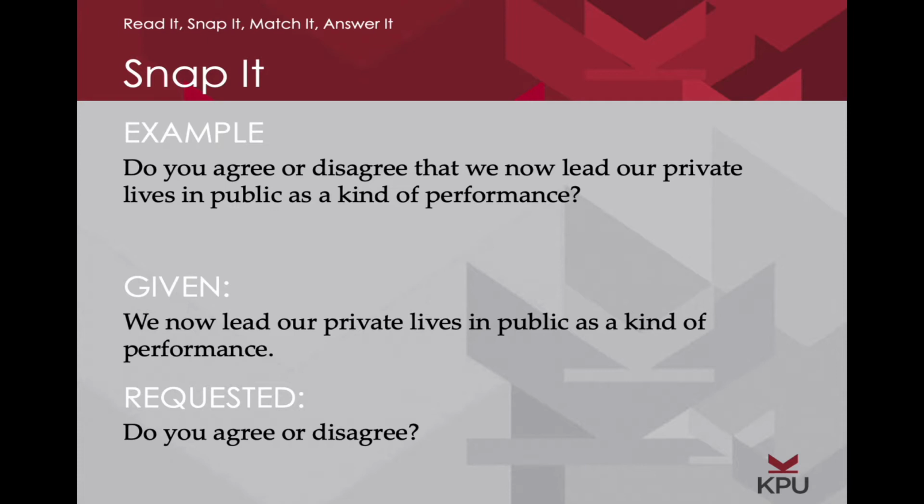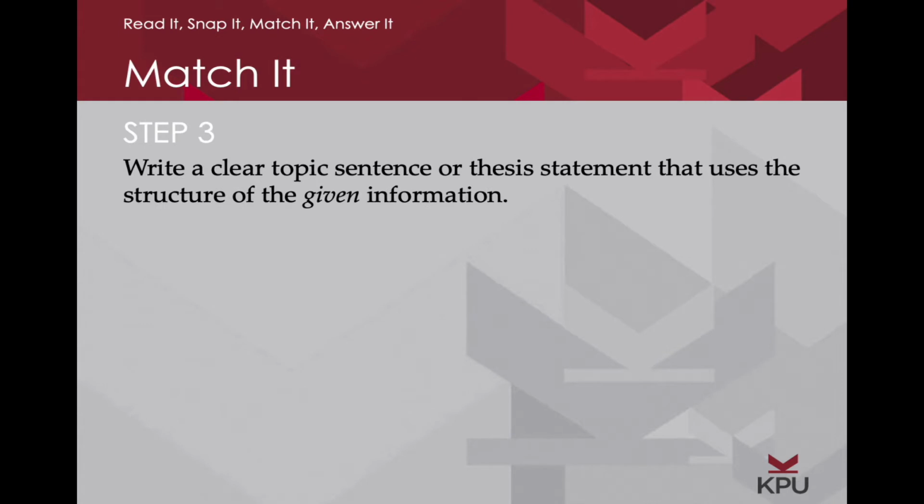So the snap it part is the idea of breaking the given information from the requested information. It allows you to write the given information, identify what the question is providing you, and then you can use that given information to structure your response. And this is step 3. Step 3 is the match it part. You can write a clear topic sentence or a thesis statement if you're writing a larger essay that uses the structure of the given information.